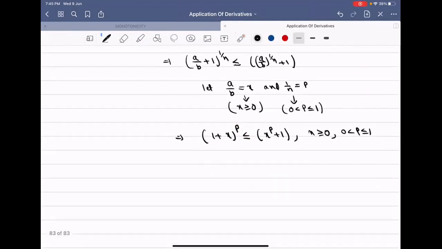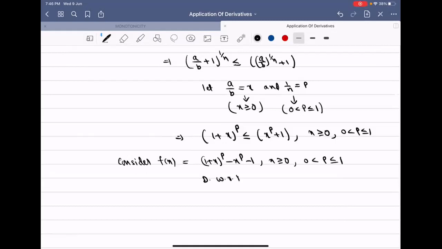So to prove this inequality, I will consider the function f of x equal to the difference of these two expressions, that is, (1 plus x) power p minus x power p minus 1, where x is greater than or equal to 0 and 0 is less than p is less than or equal to 1. Now differentiate with respect to x.